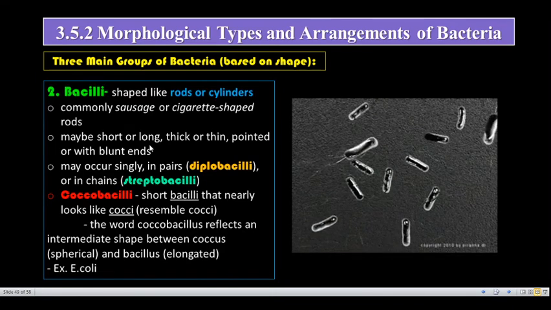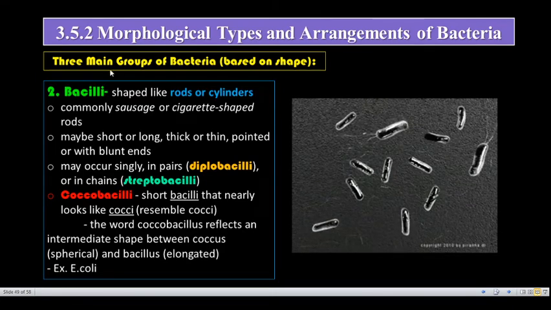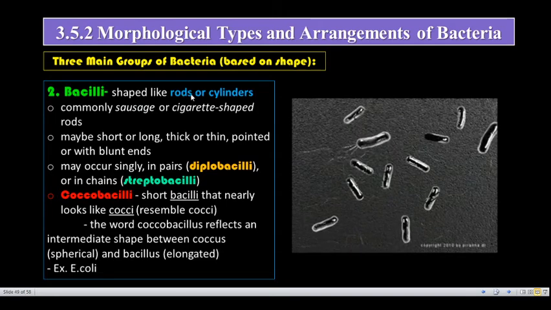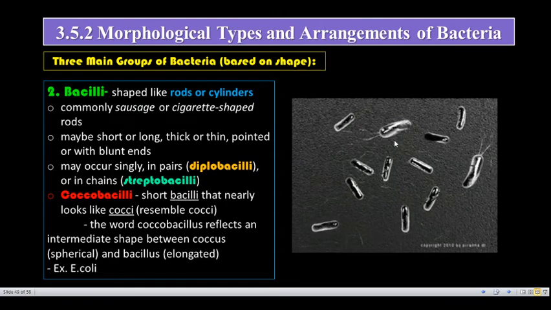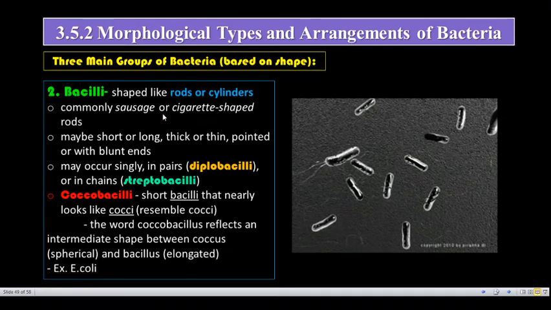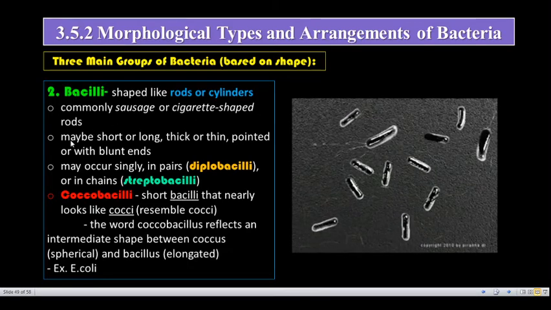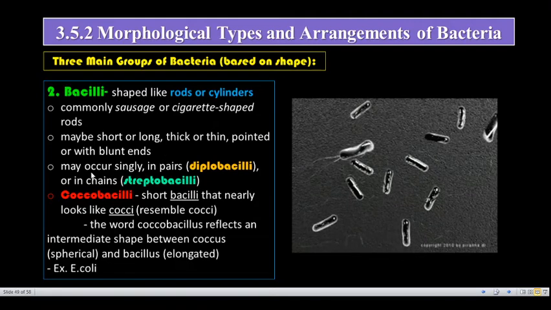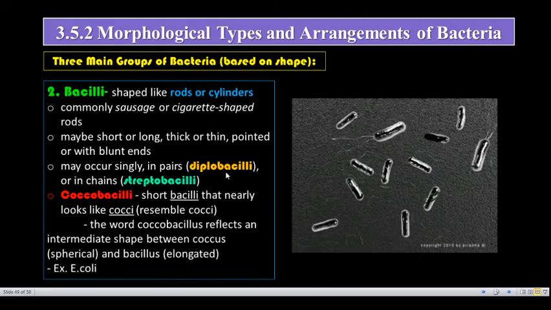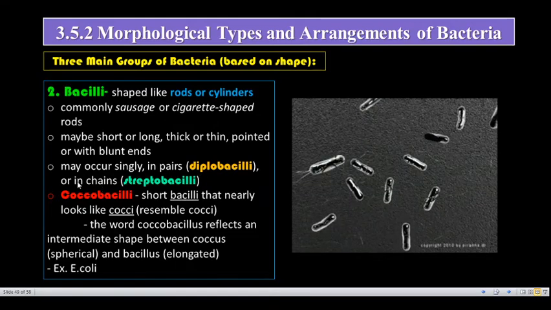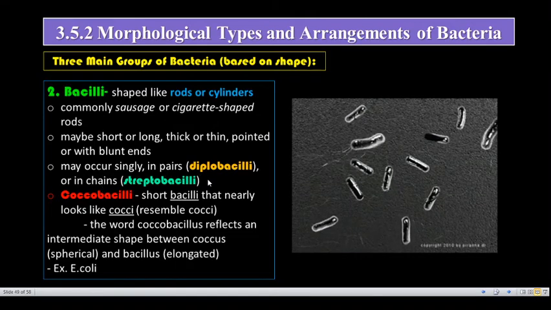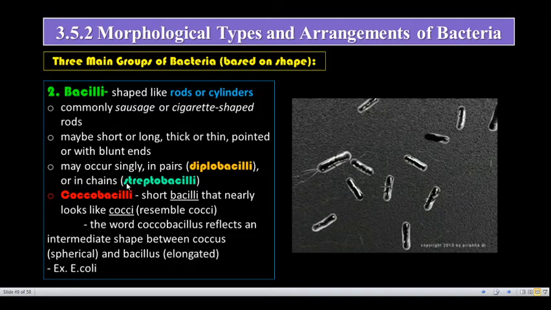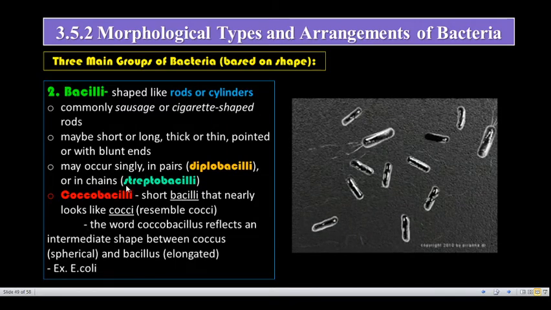Okay, let's continue. The second group of bacteria is your bacilli. The shape of your bacilli is like a rod, or cylinder. As you can see here, it is elongated, right? They are commonly sausage or cigarette shaped rods. And they may be short or long, thick or thin, pointed or with blunt ends. Now, they may occur singly or in pairs, like your diplobacilli, or in chains, streptobacilli. So, remember, when diplo comes first, it means in pair. When the first word is strepto, it means chain. Okay, so you won't get confused.